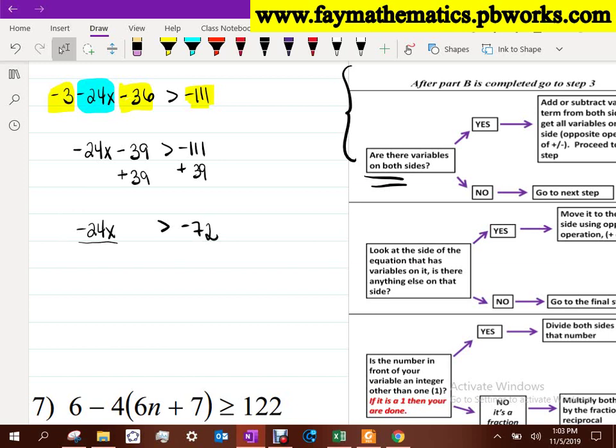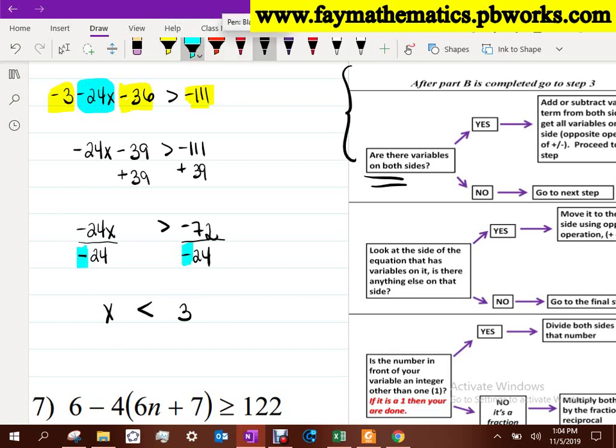Divide by what? Negative 24. Divide by negative 24. So I get x here, right? I get 3 here, and you said do what? Flip it. Because when I divide by that negative right there, that tells me I've got to flip my inequality. So x is less than 3.